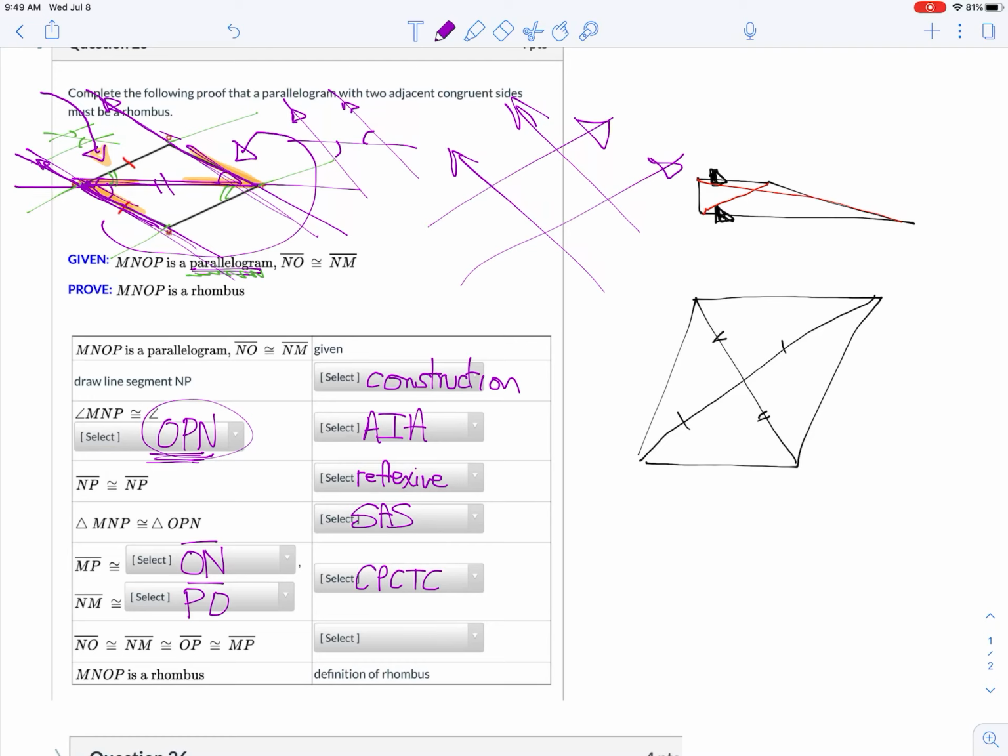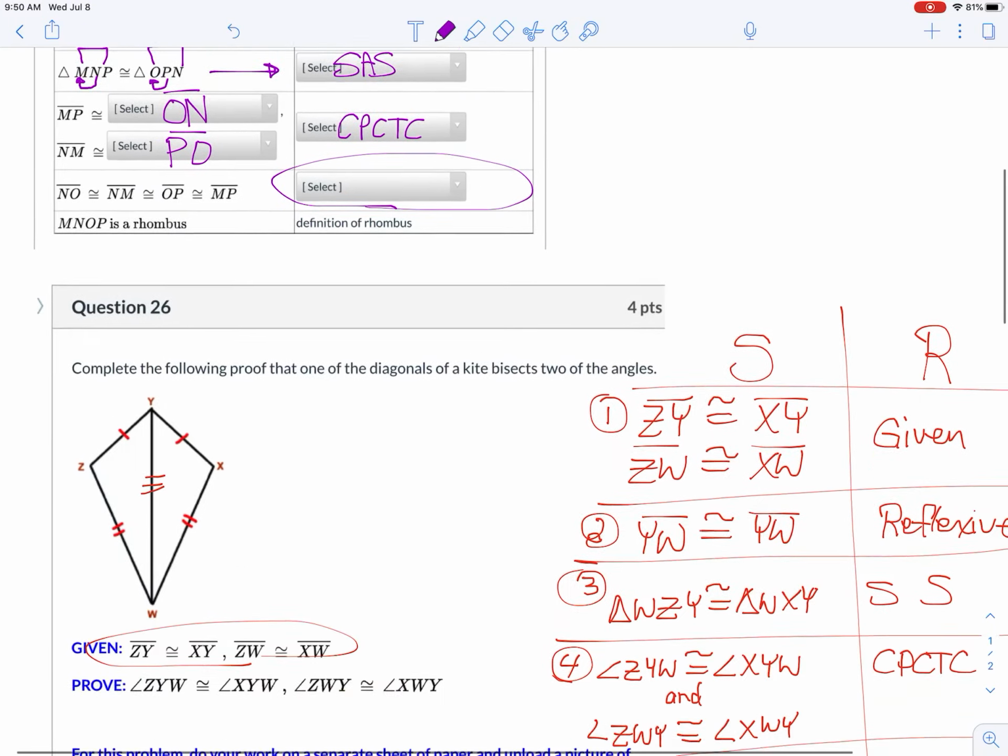If you end up missing that one, it's really hard to go back and identify your mistake. The rest is fairly straightforward. Reflexive property, we've got an SAS, triangle congruence. Then you just have to be careful that MP matches with ON, and NM, that means I'm going backwards from here to here, should match with PO. It looks like I forgot one here. I believe, isn't that transitive property when they all are congruent together? I can't remember. Moving on.